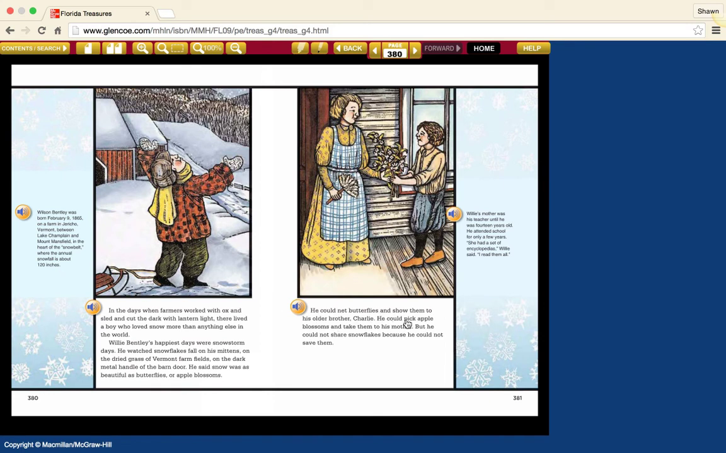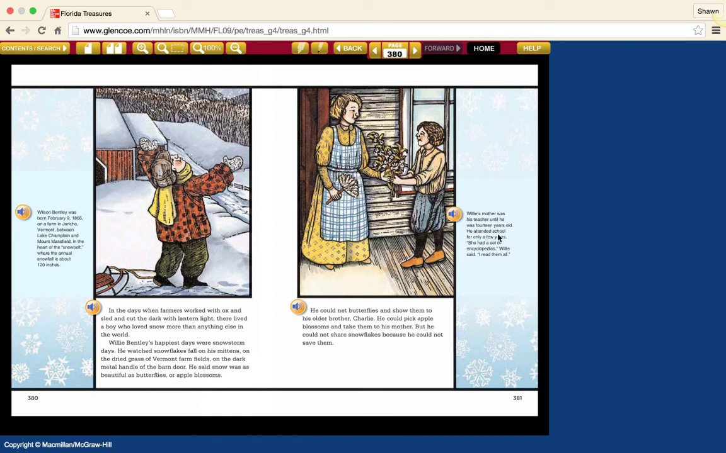He could net butterflies and show them to his oldest brother Charlie. He could pick apple blossoms and take them to his mother, but he could not share snowflakes because he could not save them. This caption says Willie's mother was his teacher until he was 14 years old.